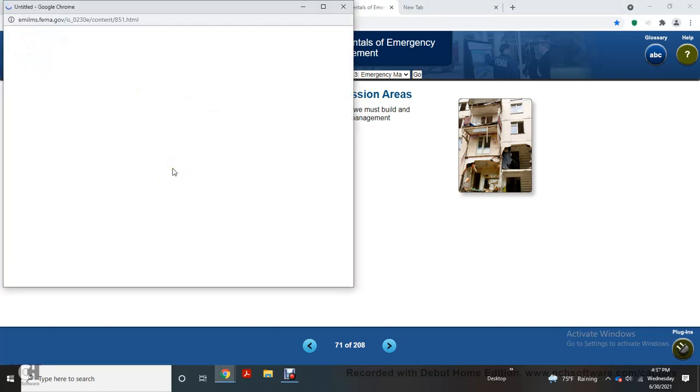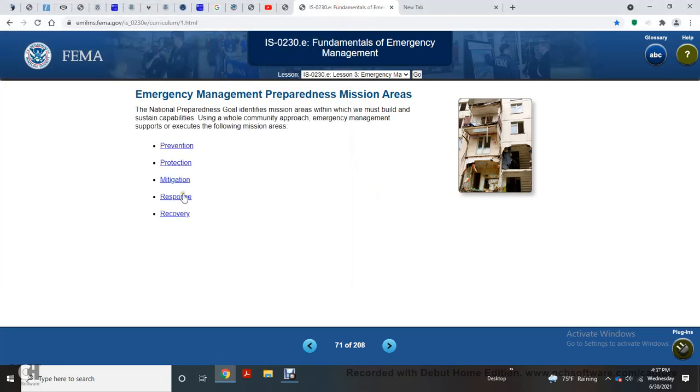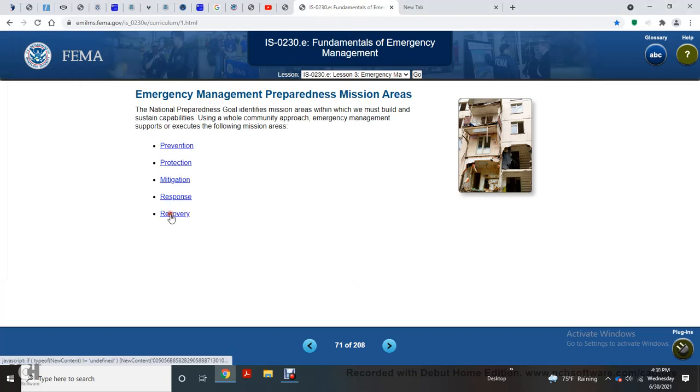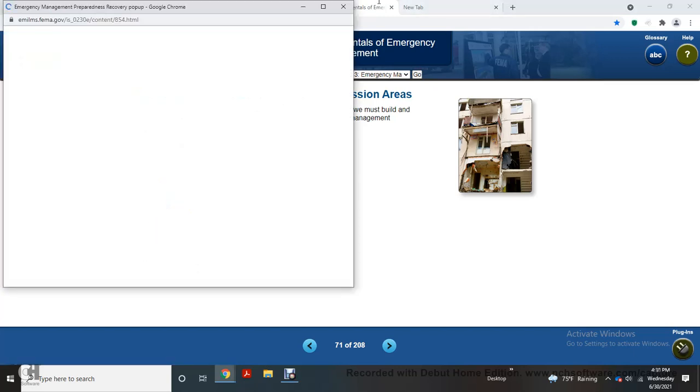Protection. The capability necessary to secure the homeland against acts of terrorism, human-caused, or natural disasters. Mitigation. The capabilities necessary to reduce loss of life and property by lessening the impact of disasters. Response. The capability necessary to save lives, protect property and the environment, and meet basic human needs after an incident has occurred. Recovery. This is necessary to assist communities affected by an incident to recover effectively.